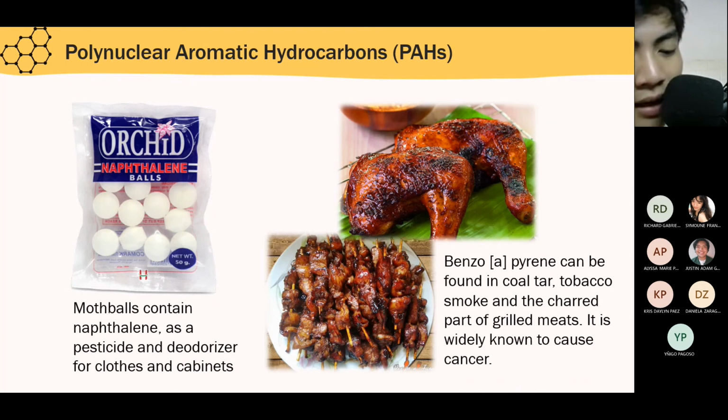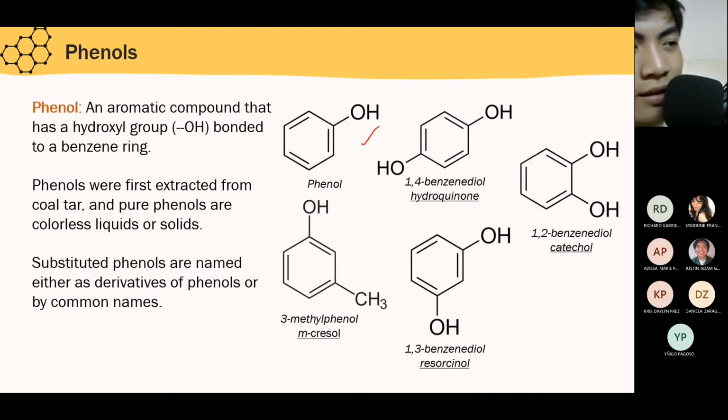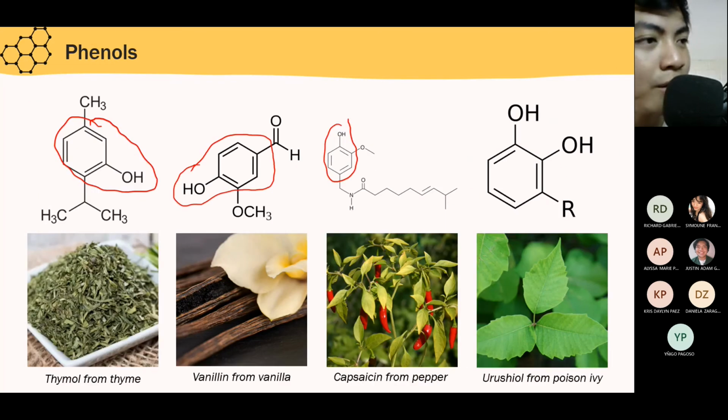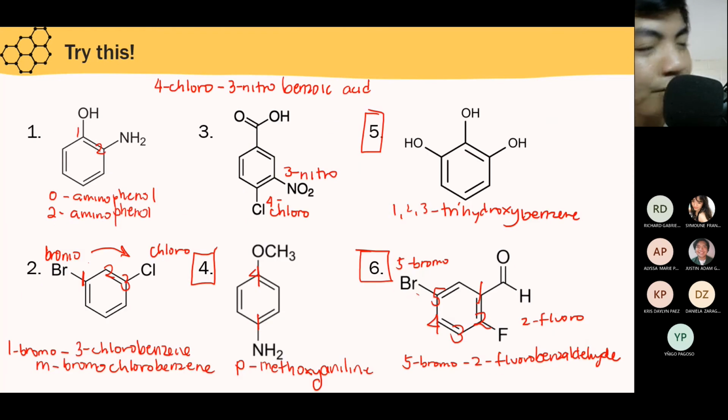And then the phenol, apparently it's very abundant in nature. As you can see here, in-emphasize ko na the phenol is indeed the highest priority sa mga benzene compounds. And dito nag-naming tayo. So that will be all for our session today.